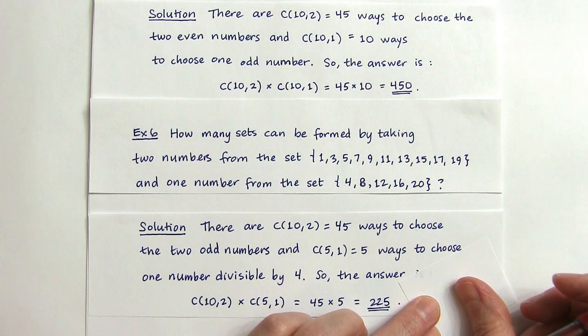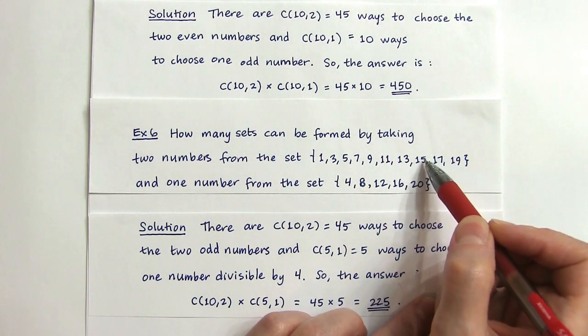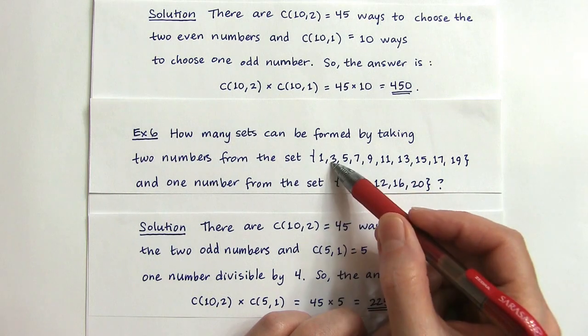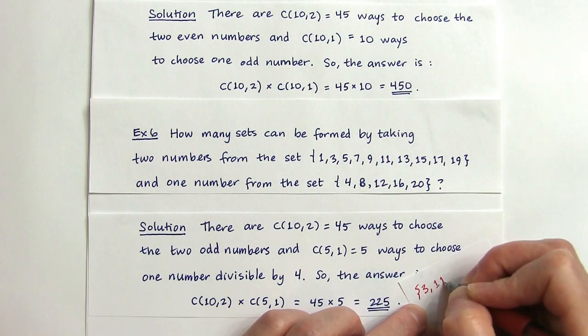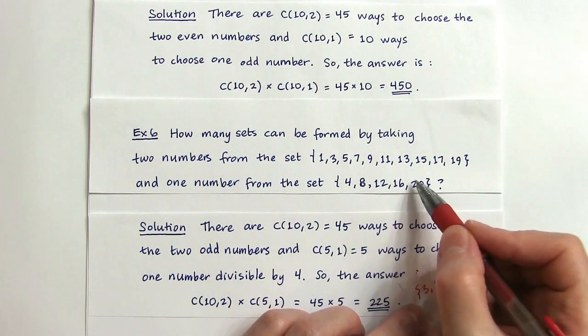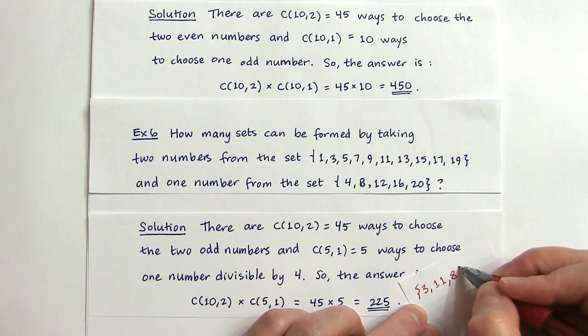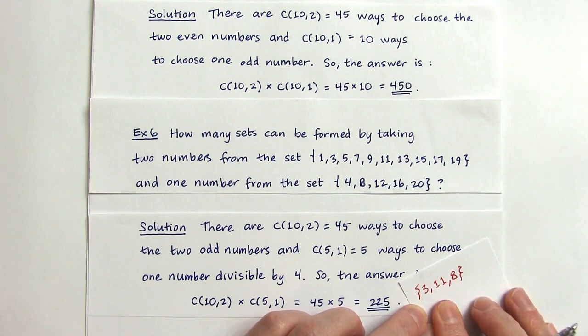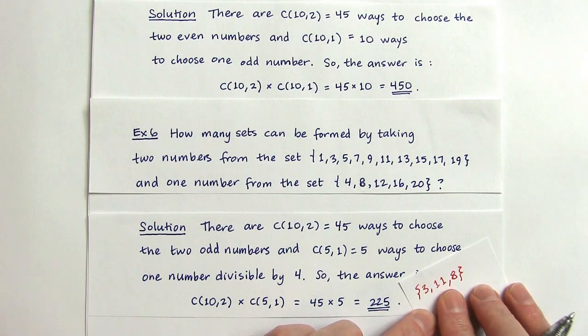So for example, we could choose two numbers from this set, say 3 and 11, and one number from this set, say 8. And this would be an example set. The total is there are 225 ways that I could choose a set like this.